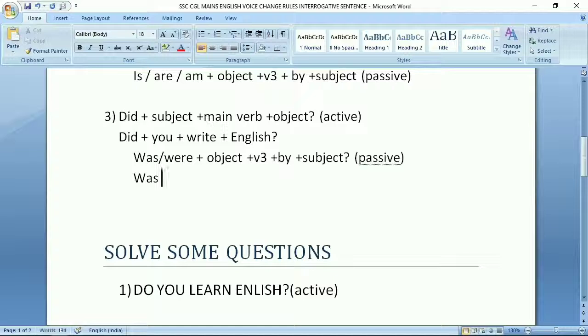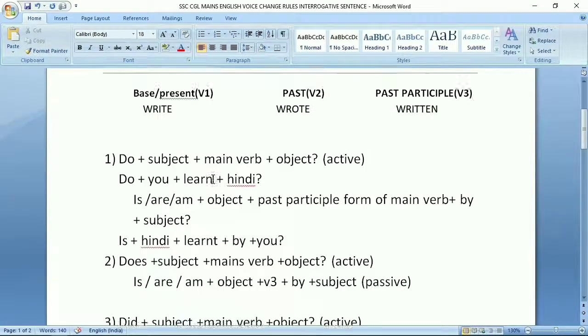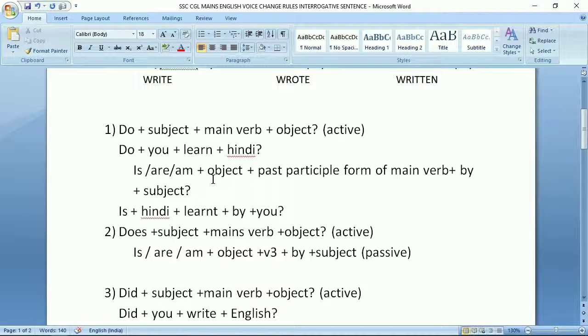So was plus English plus the v3 form of the main verb, that is written, plus by, and after by, you, and in the end a question mark. So in this way you can easily solve the active passive form of interrogative sentences that begin with do, does, or did. So these are the rules, and we have already learned the rules.